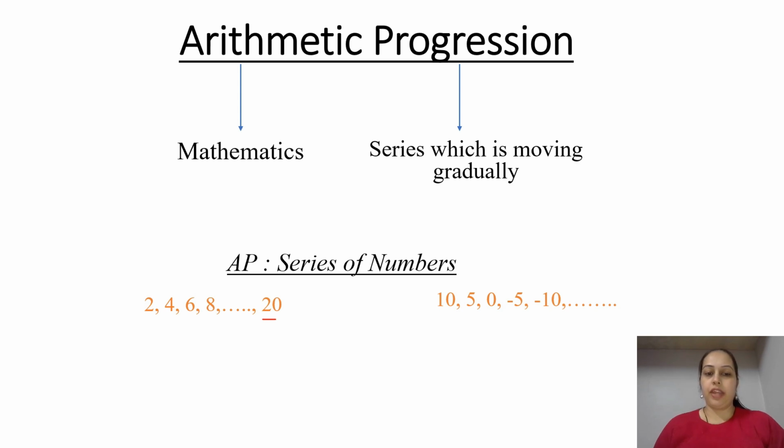Here we have an end point. We have the last digit of this series. But in this series, we don't have one. It's going till infinity. So such APs which have a definite ending, a definite last term, are called a finite AP. And the AP which does not have a definite last term is called an infinite AP. Anyways, we're going to talk about both the APs in detail.